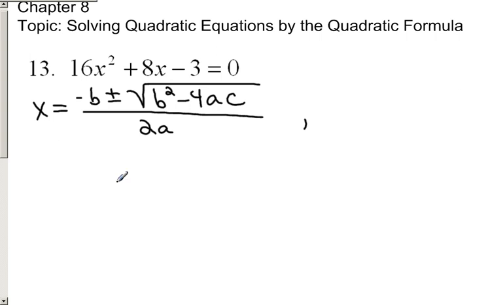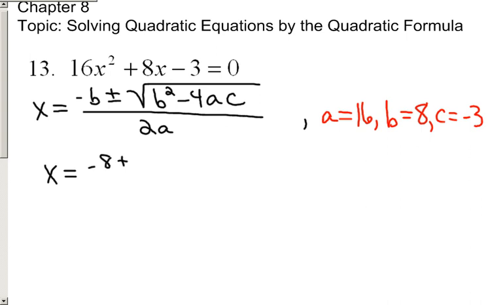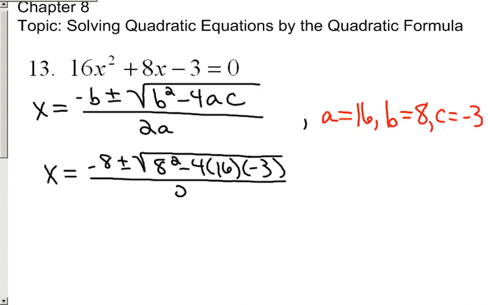So in this case, my a, the coefficient of x squared, is 16. My b, the coefficient of x, is 8. And c, the constant, is negative 3. When plugging these values into the quadratic formula, I would get x equals negative 8 plus or minus square root of 8 squared minus 4 times 16 times negative 3 all over 2 times 16.